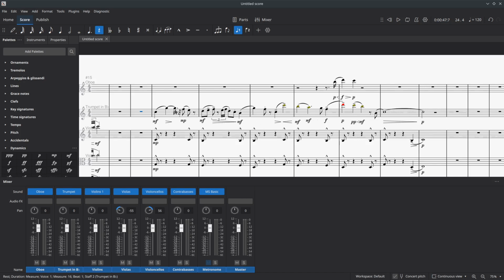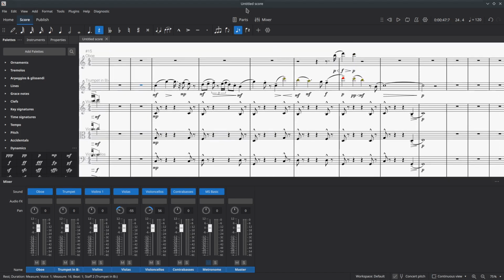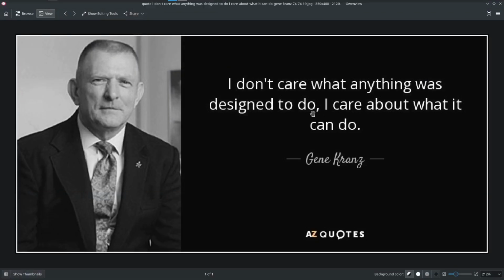So the addition of articulations, particularly on exposed parts, the addition of dynamics, and the crossfading of other instrumentation that can cover for notes outside of playable range, these are all very good tactics you can use to get MuseScore to sound realistic, because we don't care what anything was designed to do. We care about what it can do.